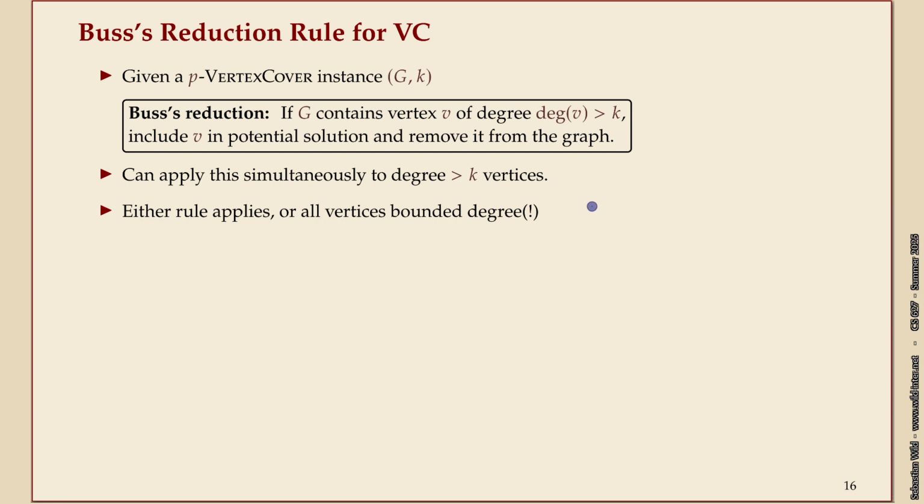As always with these rules, we'll think of them as doing one step, but we'll apply the rule as long as it applies. So as long as you find vertices of degree greater than k, you'll apply the rule to get rid of them. The reason this can cascade is that you're also making k smaller as you go, so more vertices might qualify as high degree.